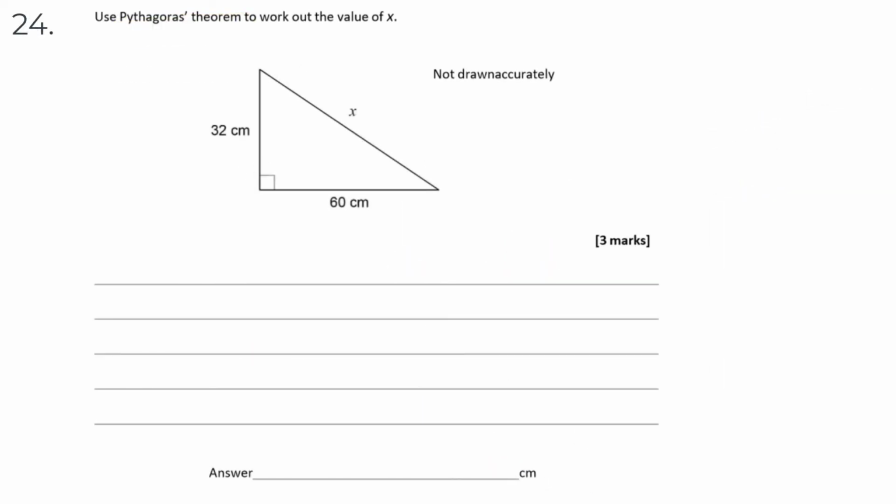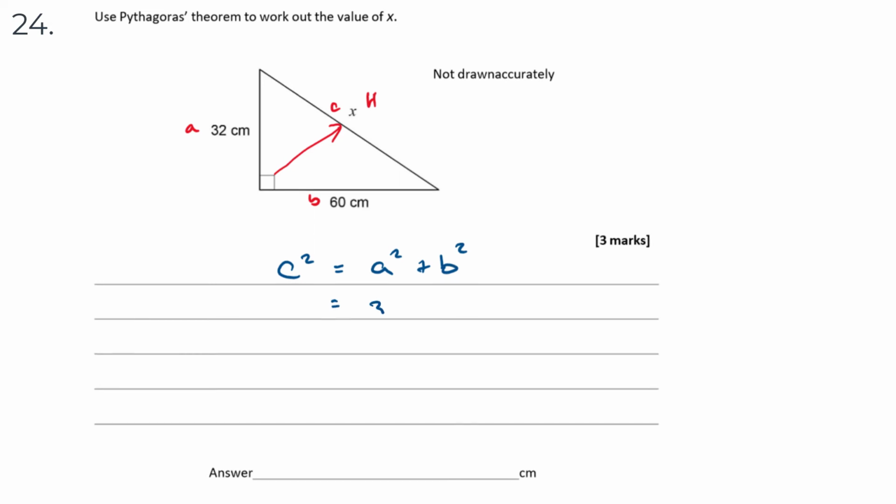Use Pythagoras' Theorem to work out the value of x. Okay, so x is the long side. It's the hypotenuse, isn't it, of the right angle triangle. You can tell because it's opposite the right angle. So we call the hypotenuse c, and we can just label the other ones a and b. Then Pythagoras' Theorem states that c squared, the square on the hypotenuse, equals a squared plus b squared, the sum of the squares on the other two sides.